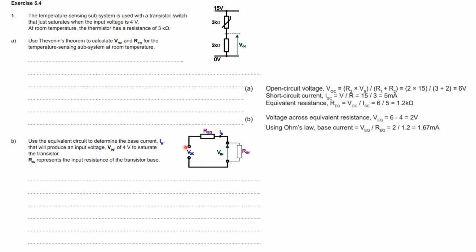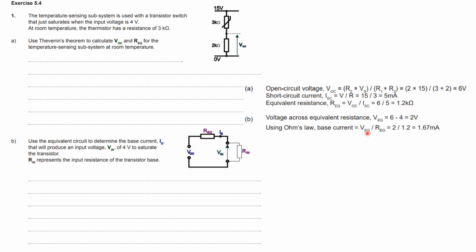Now, then it just becomes really, really easy. It's just series circuit rules now. So use the equivalent circuit to determine the base current IB. That's that current going down there. That will produce an input voltage of 4 volts. Well, if there's 4 volts there, I know that VOC is, or was, 6 volts. So surely, if I've got 6 volts there, 4 volts there, what voltage will be across that equivalent resistance? Of course it's going to be 2 volts, isn't it? There's 2 volts across it, and I know the value of the equivalent resistance. Look, we calculated it's 1.2 kiloohms. Surely I can find the current IB in that situation.